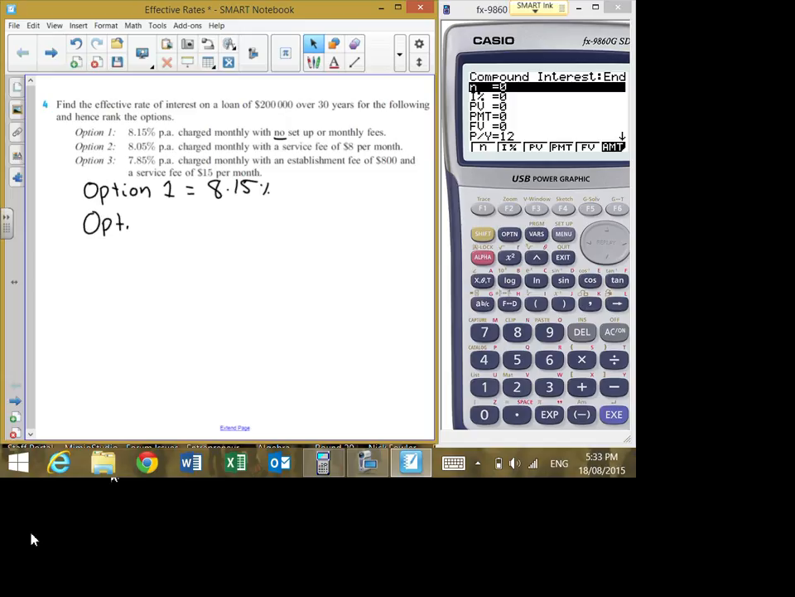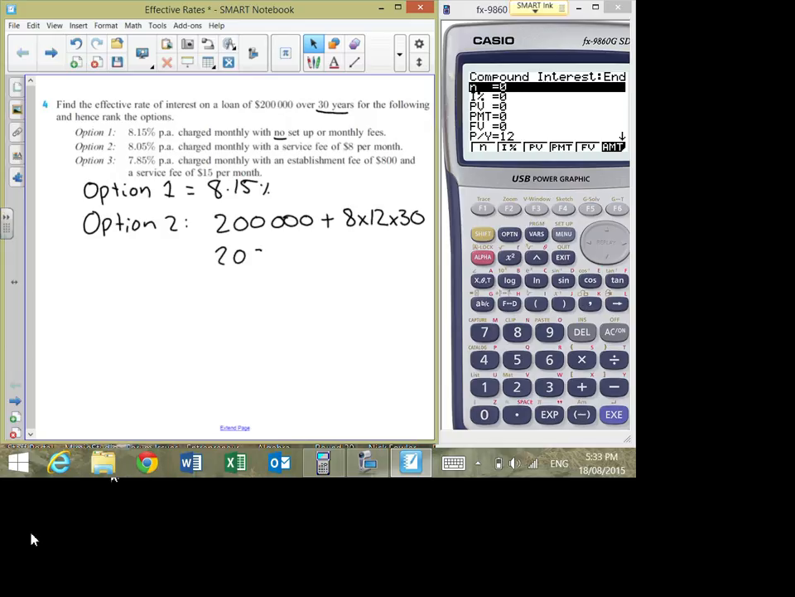Option 2 is slightly different. We can see that it's 8.5% plus $8 per month. So in this example, we're taking out a loan of $200,000 plus we're paying $8 per month over 30 years. So really, you're actually paying a little bit extra. So I'm going to pop into my calculator, 8 by 12 by 30, and I can see that we are going to pay $202,880 back over the life of the loan. That's what we're going to pay in total, but that doesn't tell us anything about the interest rate.